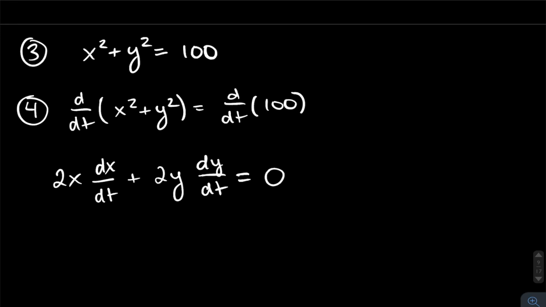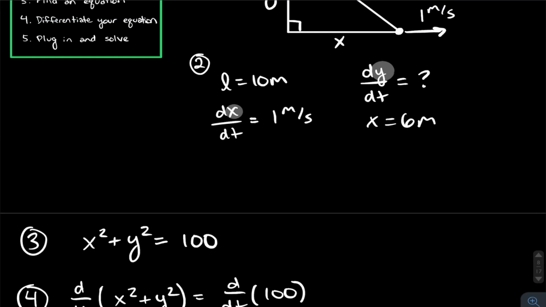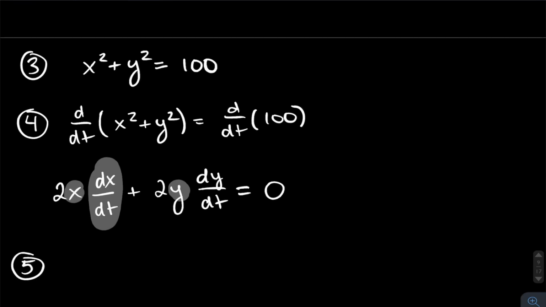So now we move on to step 5. We plug in. Okay, and you'll notice something here. What were we trying to find in this problem? We wanted to find dy dt. Okay, we know what dx dt was. We know what x is going to be, right? We're trying to find this at x equals 6 meters, but we don't have y. We don't have it at this state of this system. We don't know what y is, so we've got to find that.